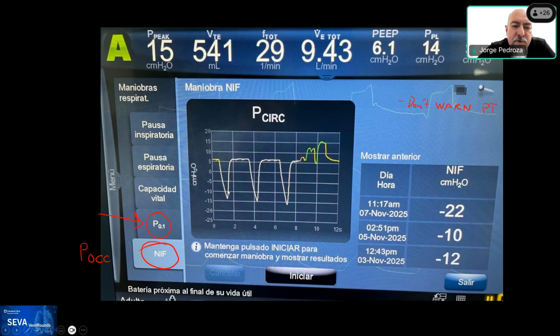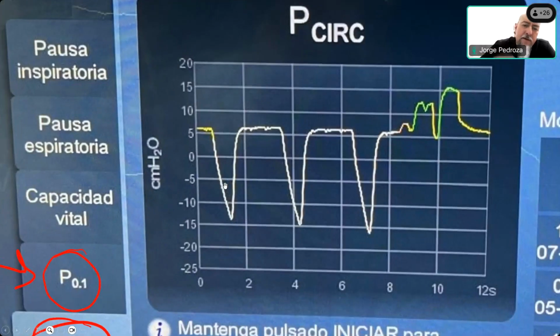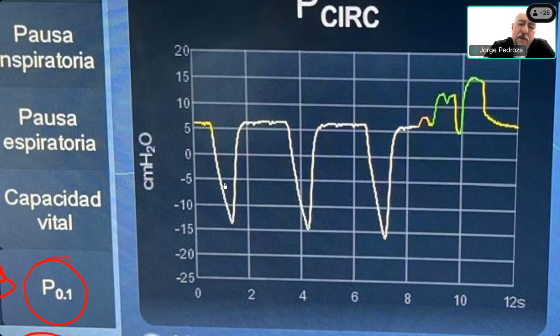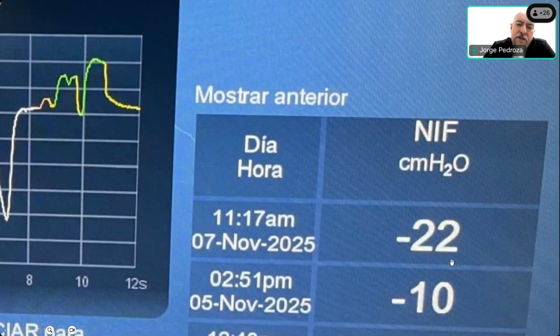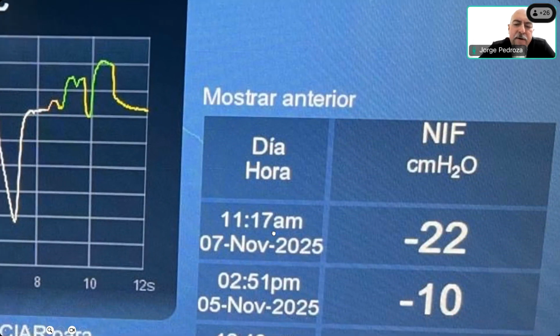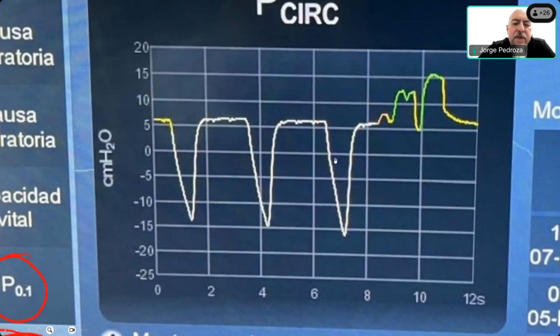So in this case, we measured PMI, and as you can see, in this graph we have three different negative efforts, and the result shown a little at the right shows minus 22 centimeters of water. However, this number is related to the last effort. The best way to measure it is to do an expiratory pause in the patient. The patient must not be warned, so he does the effort automatically, and we measure only the first one.